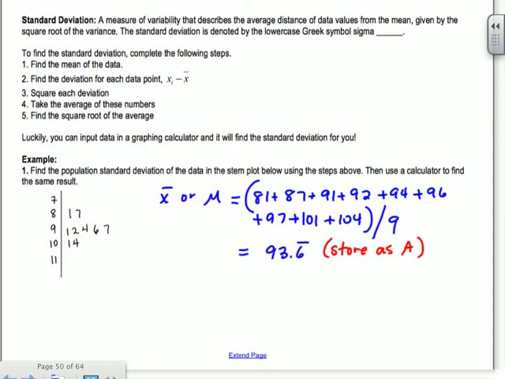Okay, here's what we need to do now. We're going to need to do 81 minus that A value plus 87 minus the A value plus 91 minus the A value plus... So we need to find the deviation for each data point. Oh, I forgot we need to square them. Dang it. Okay, so square them. And then we're going to add them all together. So let's do each individual thing. So we're going to square. So 87 minus A squared. 91 minus A squared. See how this is going to work?